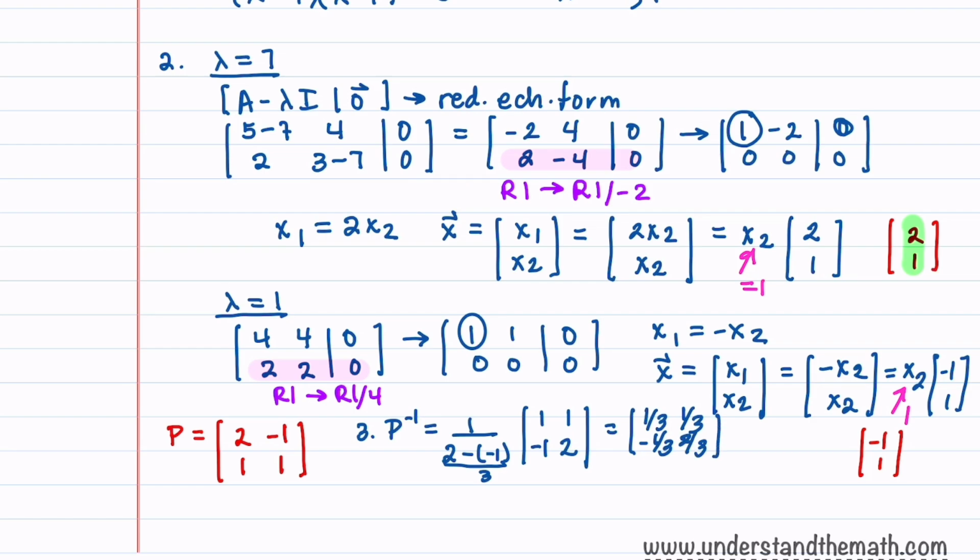We can now write down our final answer. So our final answer is matrix A is equal to our matrix P, 2, minus 1, 1, 1, times our matrix D, which was 7, 0, 0, 1, times our P inverse, which we just found to be 1/3, 1/3, minus 1/3, and 2/3.